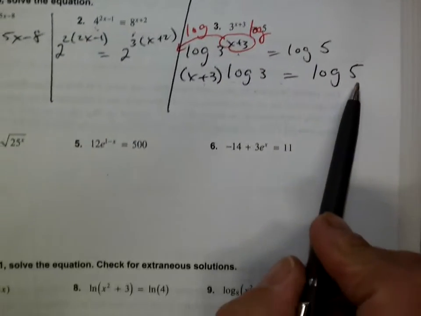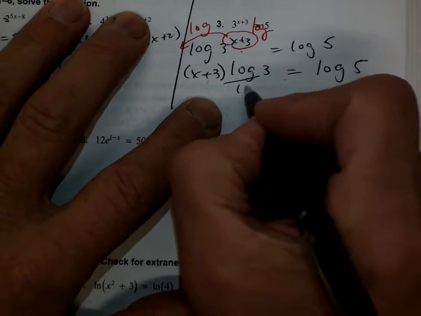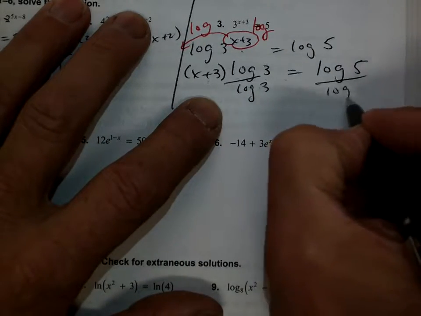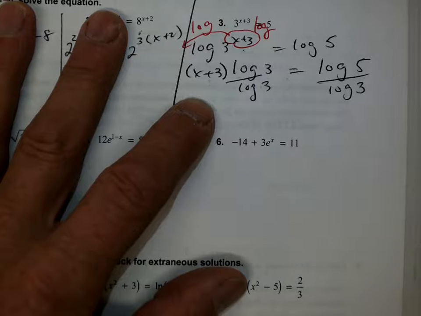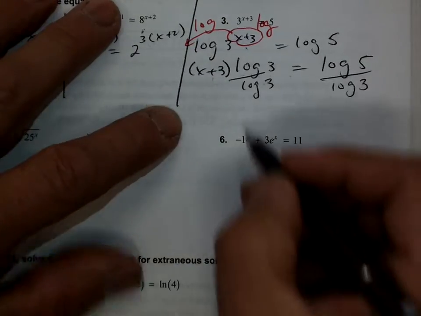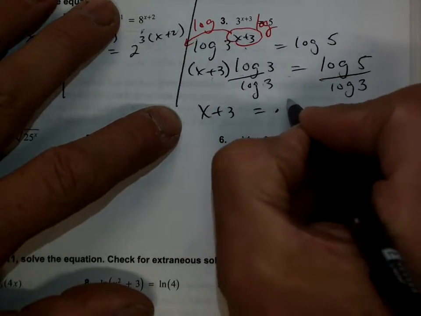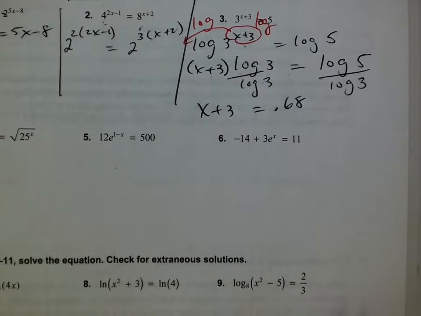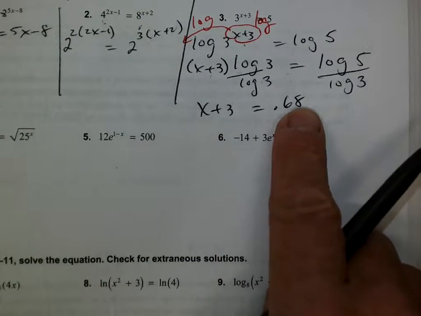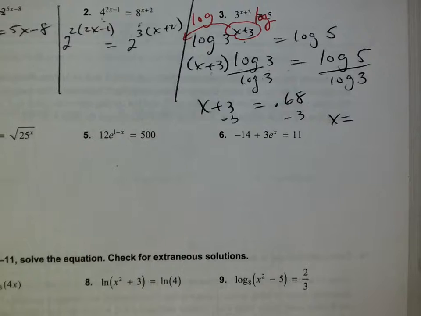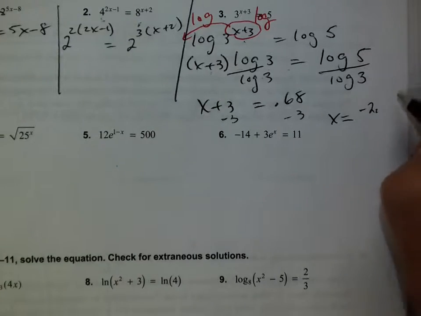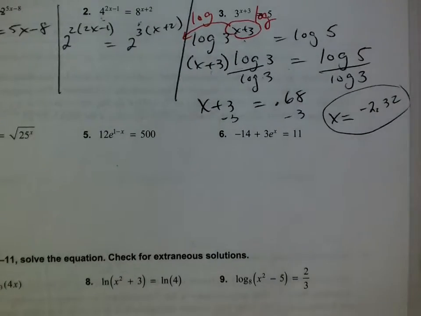So what I want to do is solve. I'm just going to divide by log 3, divide by log 3. Use your calculator: log 5 divided by log 3, and I get an answer of about 0.68. So I get x plus 3 equals 0.68. Now, subtract 3, minus 3, minus 3, and I get x equals 0.68 minus 3, which is about negative 2.32. Okay, these are kind of hard. Let me keep working with you.